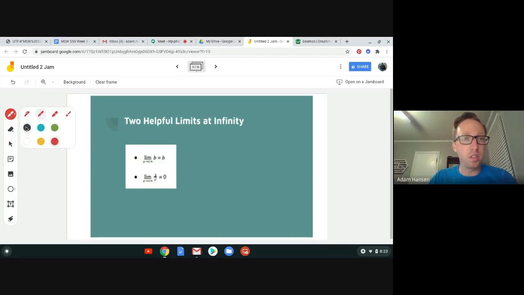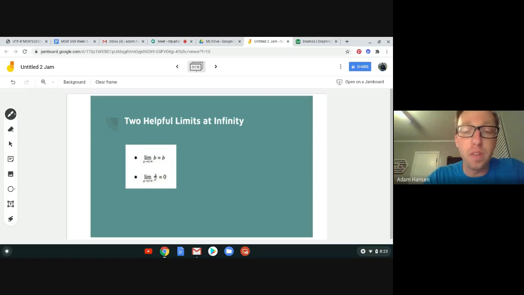All right, let's look at a couple of helpful limits at infinity before we evaluate these limits by hand in a second. So first off, the limit as x approaches positive or negative infinity of some constant b will always be equal to b, because b is independent of whatever it is that x is doing. Because it's independent of x, whatever x is approaching does not affect that constant.